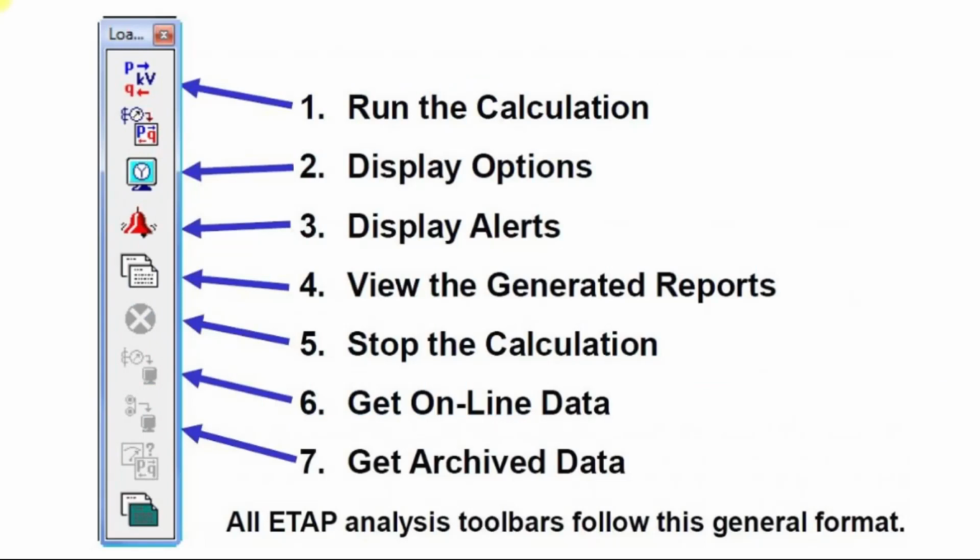For instance, if we look at the balanced load flow toolbar, this is for the run calculation. If you select this option, you're going to perform load flow analysis. If you want to see the results, you can use this option. Similarly, if there are any alerts in the system, for example if your voltages are below some criteria you must have provided, you can use this option from here. Similarly, if you want to generate reports, or stop the calculation, you can select those from this toolbar.